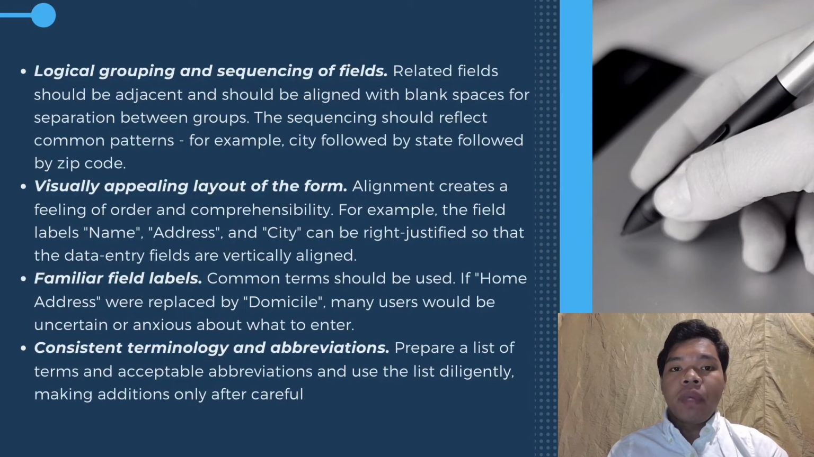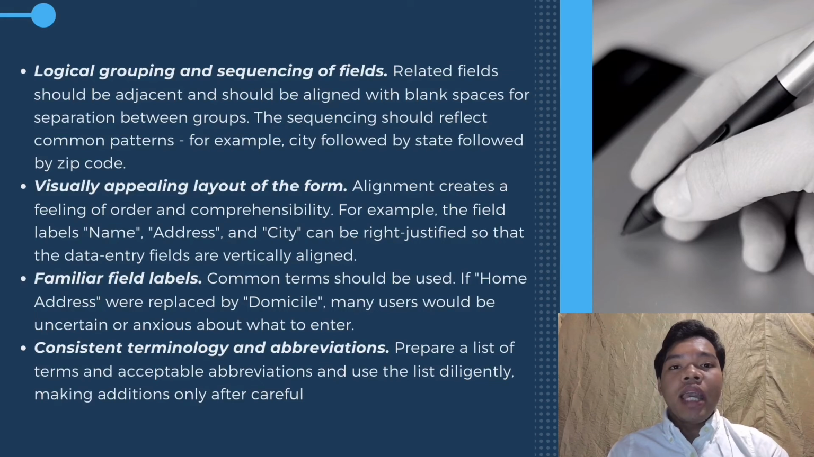Related fields should be adjacent and should be aligned with the blank spaces for separation between groups. The sequencing should reflect common patterns, for example, city followed by state followed by zip code. And the next is visually appealing layout of the form. Alignment creates a feeling of order and comprehensibility.